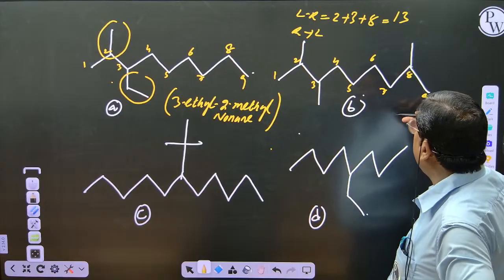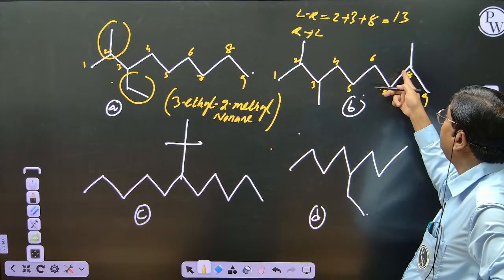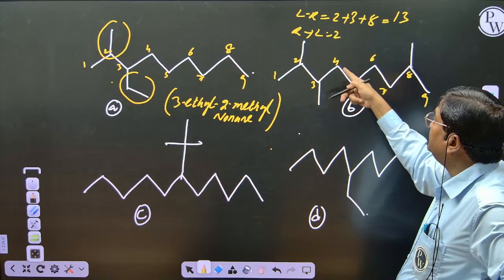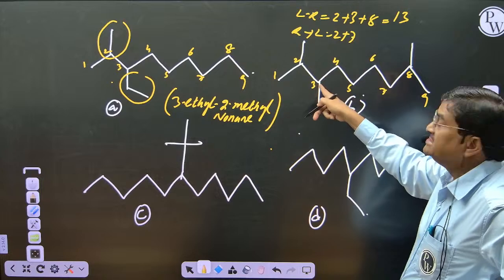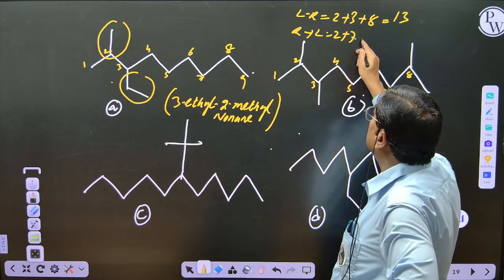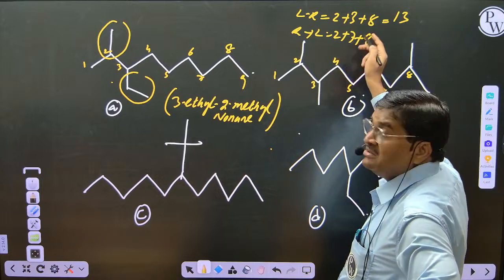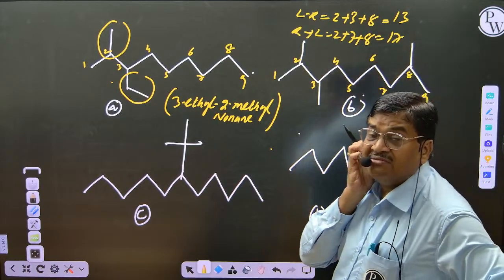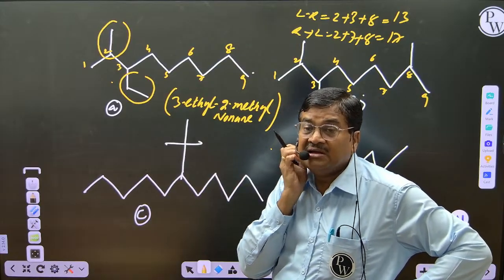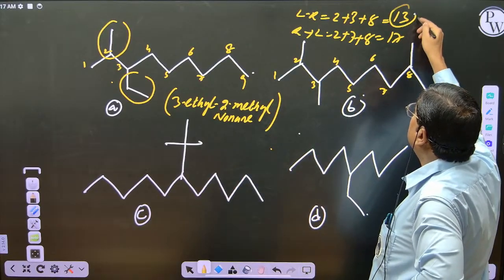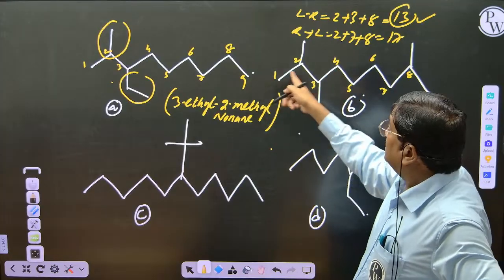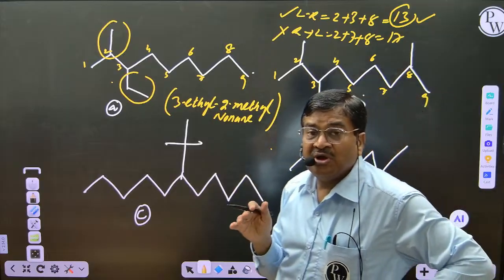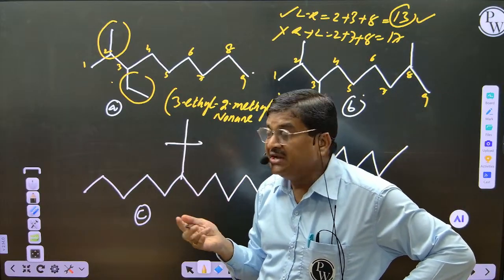Now let us check from right to left. What are the positions from right to left? Second, third, fourth, fifth, sixth, seventh. This is seventh, no students? This is eighth. That means how much? 9 plus 8, this is coming 17. So numbering from which side is preferred? The lowest sum rule is preferred. That means numbering from left to right is correct, whereas right to left is wrong. We go by this when the first locant is the same.